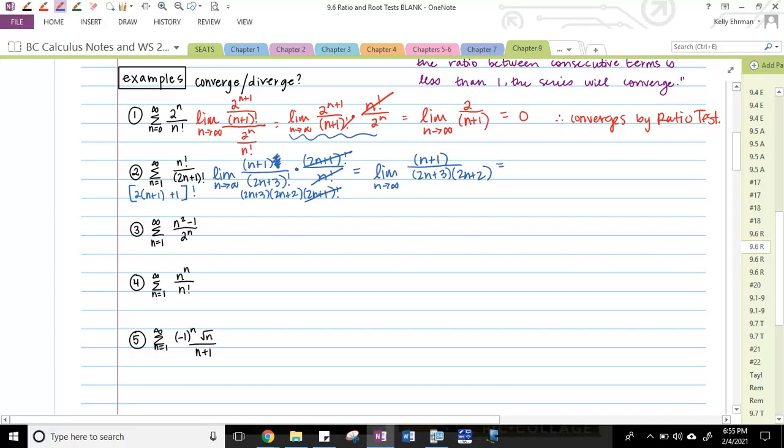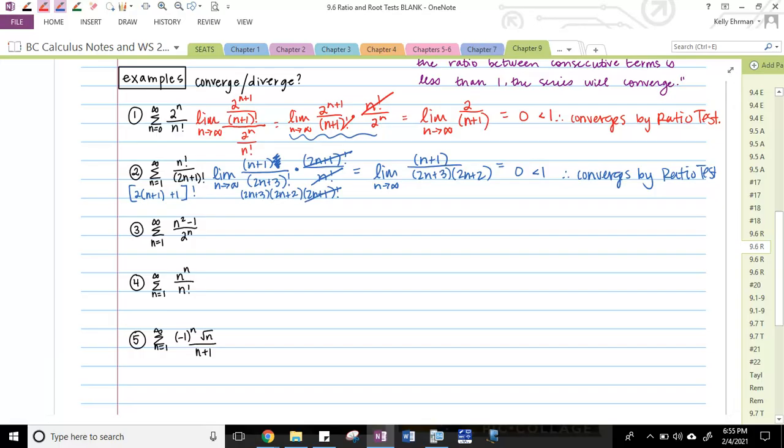I have a bottom-heavy rational expression here, right? An n over a 4n squared. So that limit is equal to 0 as well. Maybe I should make a note here. In the first one, 0 is less than 1. Same here, 0 is less than 1. Therefore, the series converges by the ratio test.